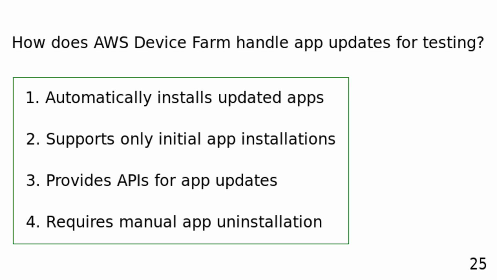How does AWS Device Farm handle app updates for testing? Automatically installs updated apps. Supports only initial app installations. Provides APIs for app updates. Requires manual app uninstallation.